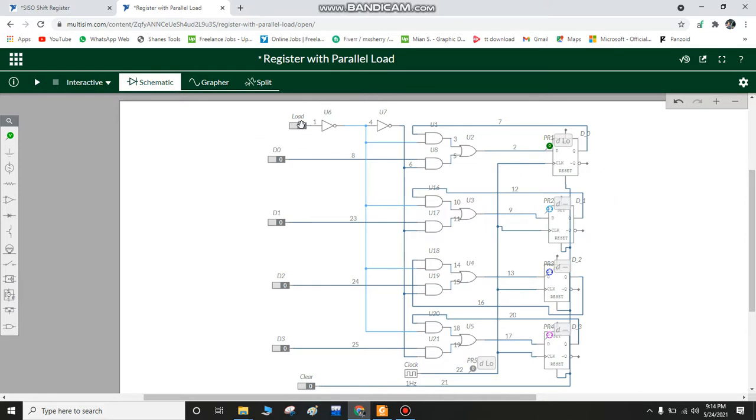Here is one load connected to two NOT gates, and we have three inputs. We have 4 inputs D0, D1, D2 and D3, and here is a clear button by which all inputs will be reset to their state. Here we used 4 D flip-flop circuits. So let's start by simulating and see how it works.